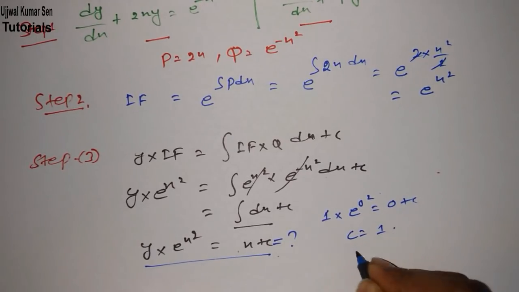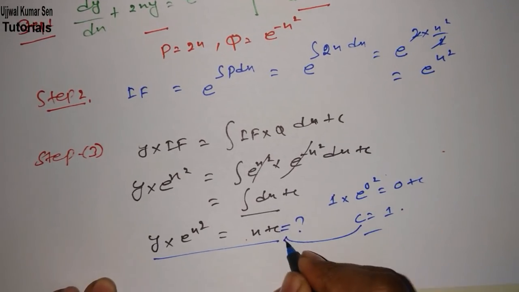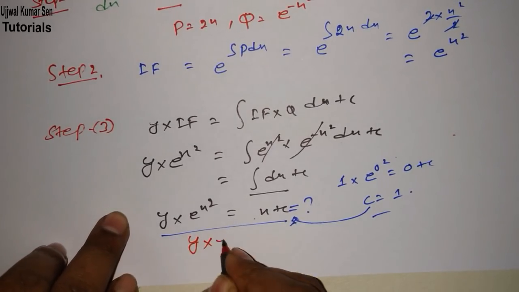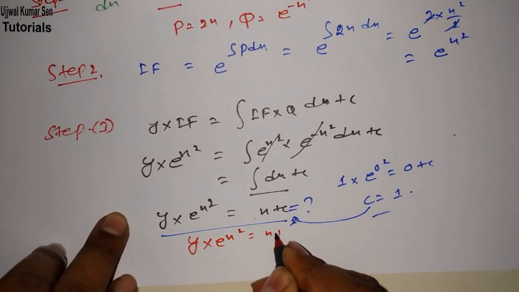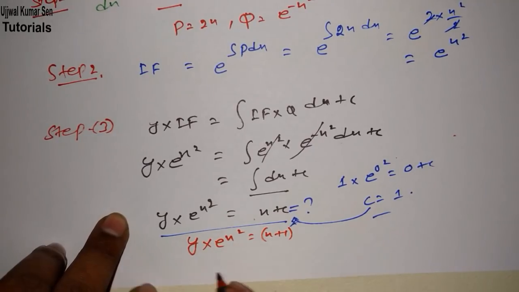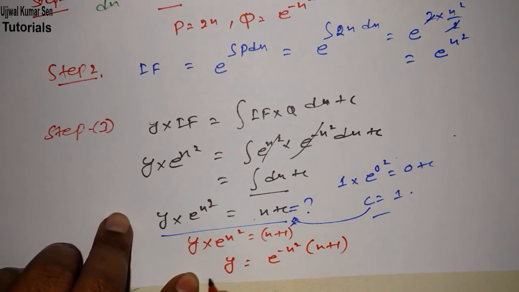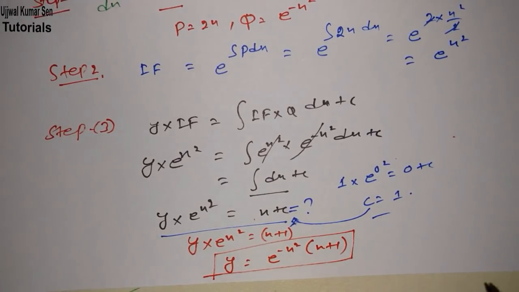So c is equal to 1. Now put this value here. So what we got from this equation is y multiplied by x square is equal to x plus 1. If I send this to this side, what will happen? E to the power minus x square, x plus 1. So this is the answer we are getting here.